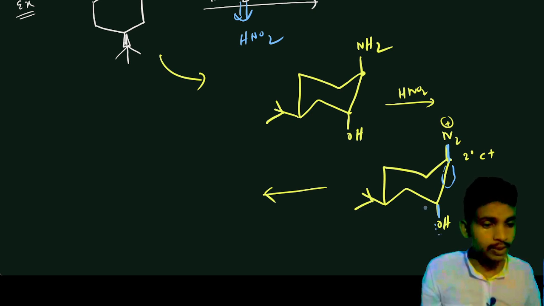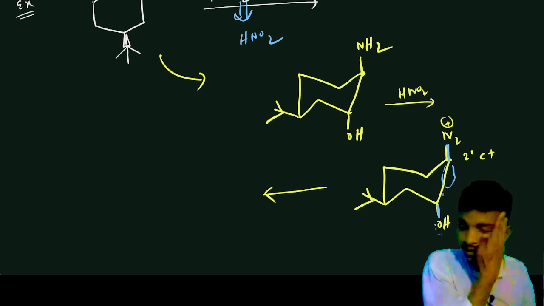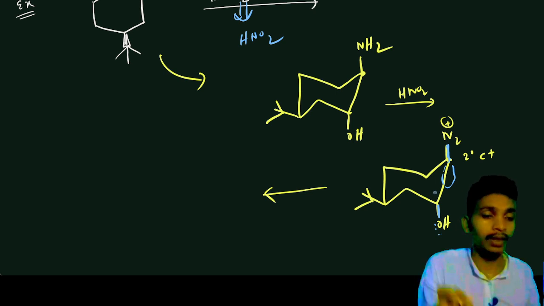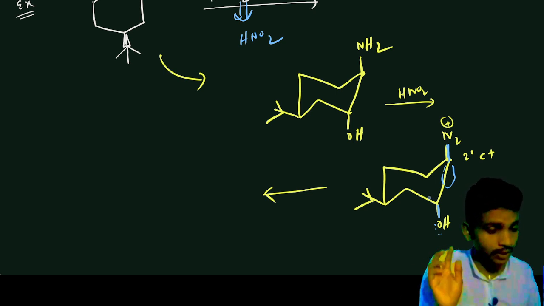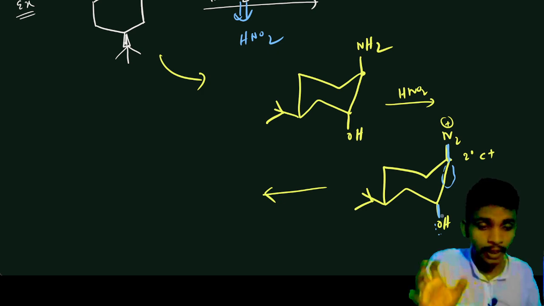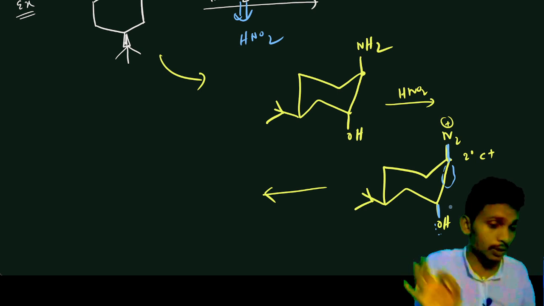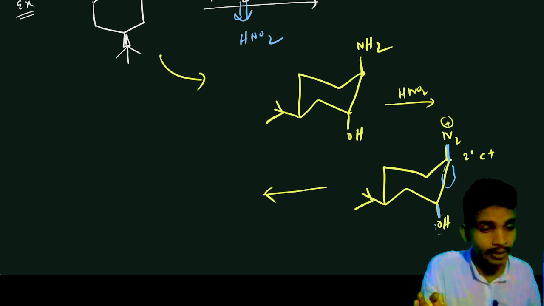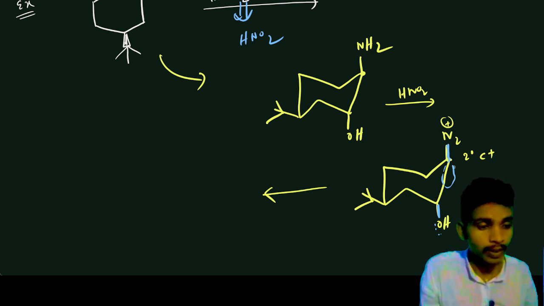So now OH will not migrate. In a pinacol rearrangement or semi-pinacol rearrangement, OH should stay here, because if OH migrates, the positive charge will be there, and that positive charge is stabilized by the OH group, as we have seen. So we can't migrate the OH. Instead, the lone pair will migrate here.